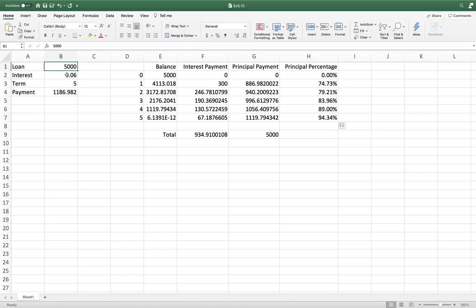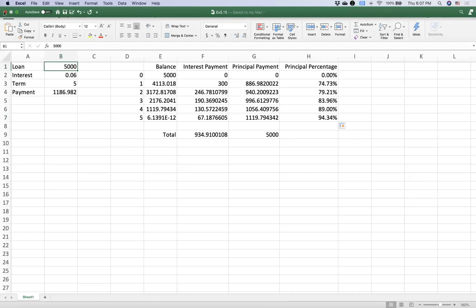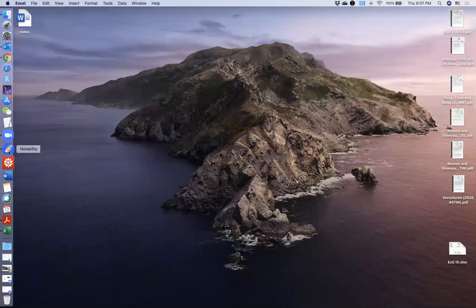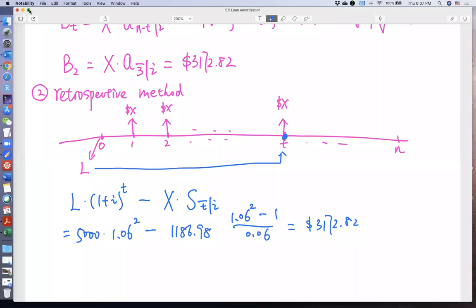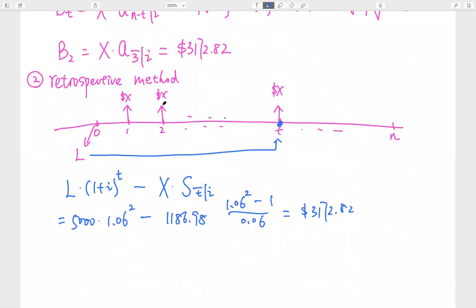In order to get this loan, you can... I will upload this Excel file so that you can play with it. You can change it to anything you want. Let me save this and close. Then let's go back to our lecture. So basically that answers all the questions we have, right?